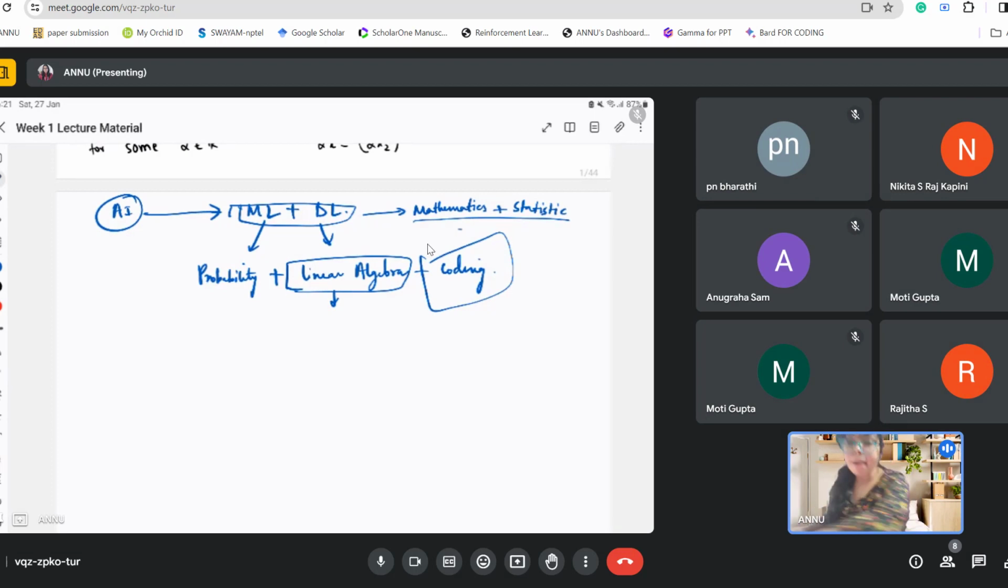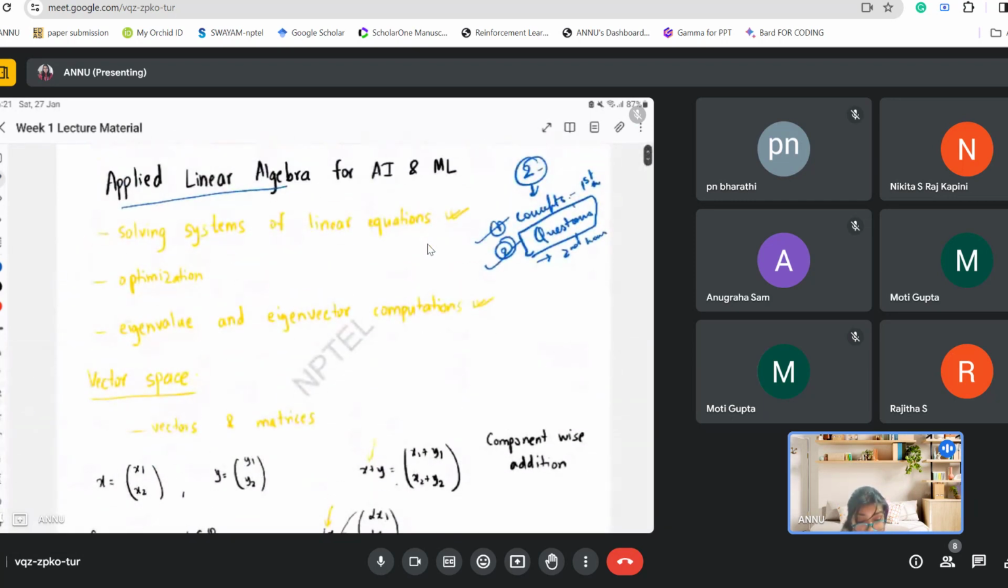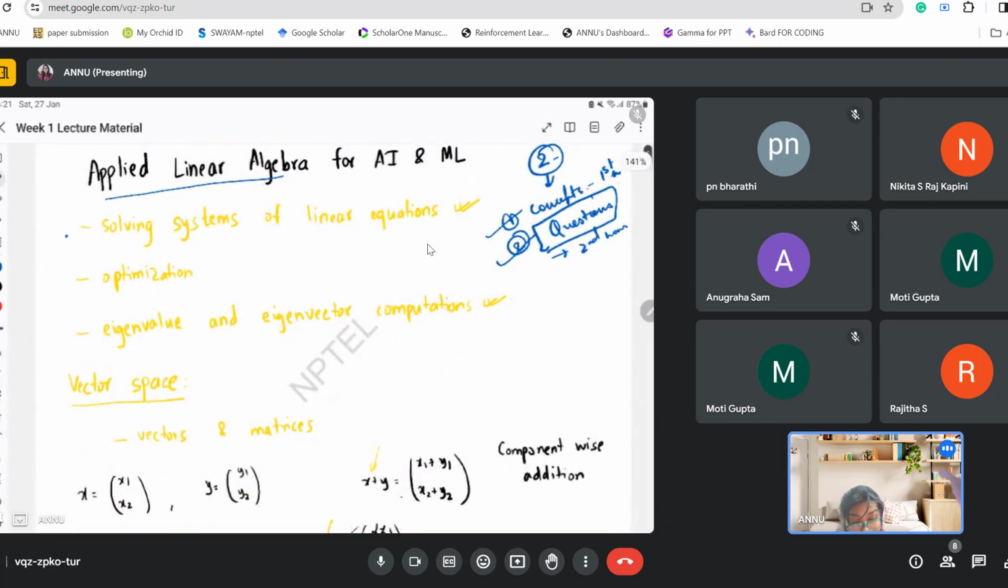So in the first week, the professor taught these three things. We will be going with one of the examples. First of all, solving systems of linear equations. Then he taught something about optimization, and then eigenvalues. So actually, this was the total course content.